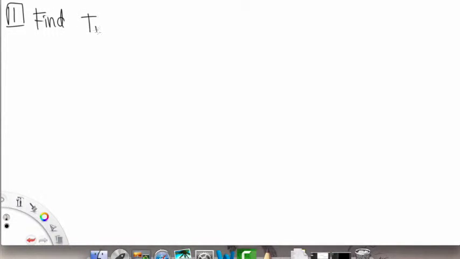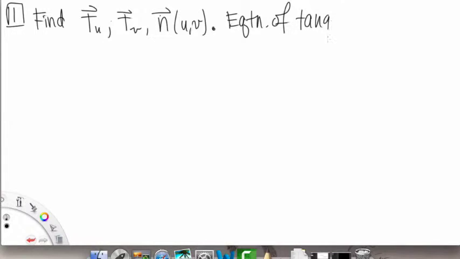We're going to find t sub u, the tangent vector of u, t sub v, the tangent vector of v, and the normal vector of u and v, of course. We're also going to find the equation of the tangent plane at the point where u equals 1 and v equals 4. So we're solving for 4 things, but it's all good practice.